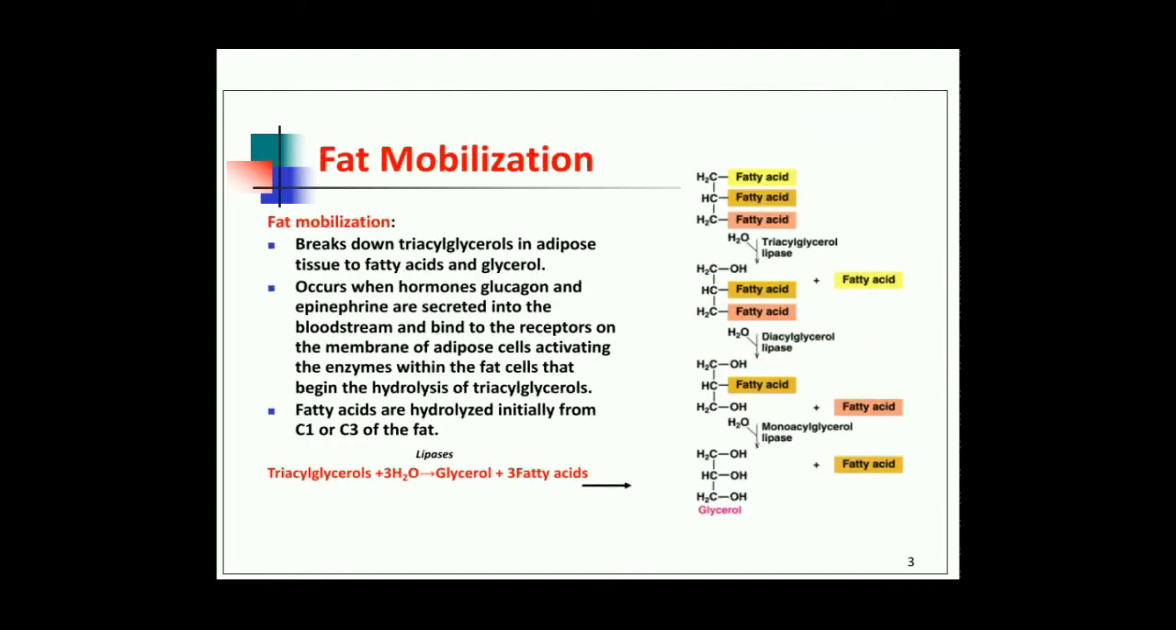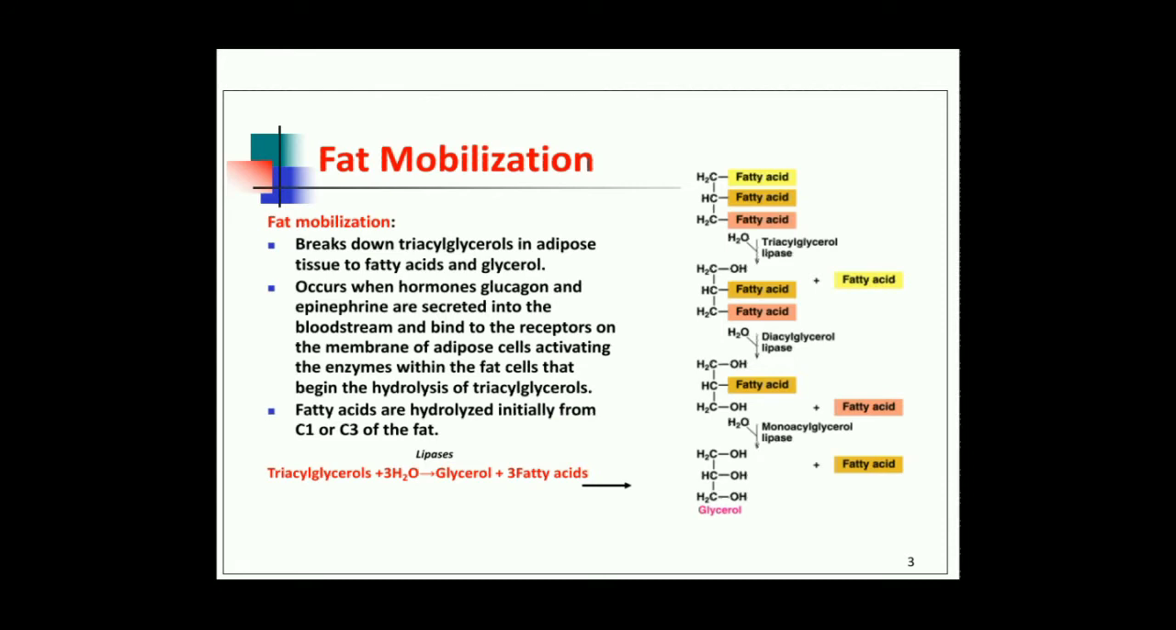Now let's see the fat mobilization. This is a very important concept here guys. The fats in the adipocytes or adipose tissues are stored in the form of triglycerols. They need to be broken down into glycerol and fatty acids, because we need to go for the further process of fatty acids. This breakdown is mainly caused by the lipase enzyme, as you can clearly see here. Triglycerols are converted into glycerol and 3 free fatty acids. Clear concept here guys.